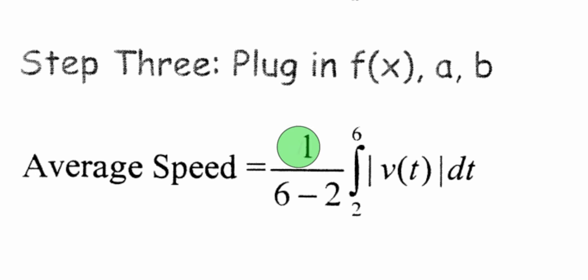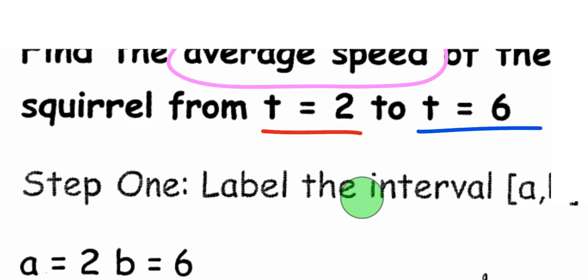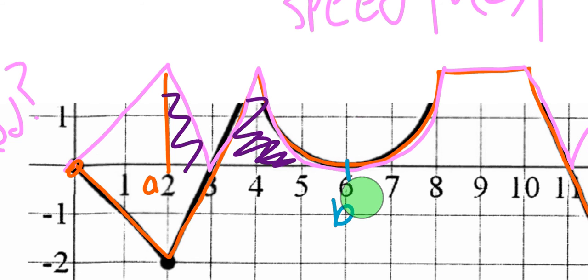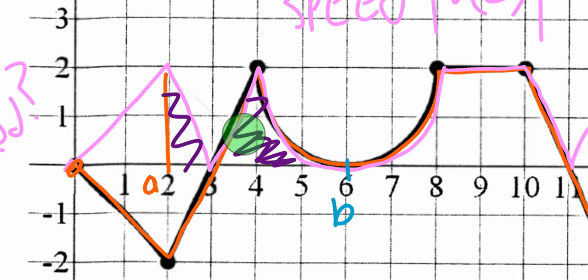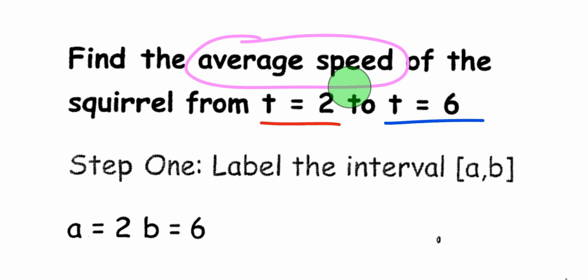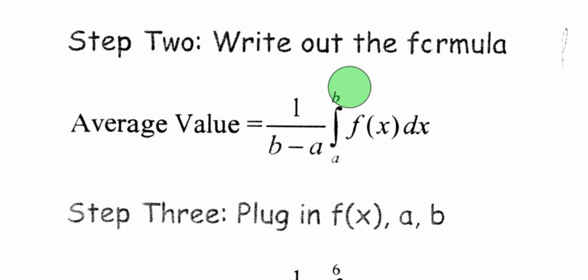So the average speed is 1 over 6 minus 2 times the integral of the absolute value of v of t from 2 to 6. Which again, I've already shown graphically is just this pink graph because we're just flipping the velocity. So we're finding this area basically right here, which is a triangle, this area right here, which first part is a triangle, the second part comes from subtracting a rectangle and a semicircle. Again, we've already done this example with particle motion. Okay, so let's keep going.